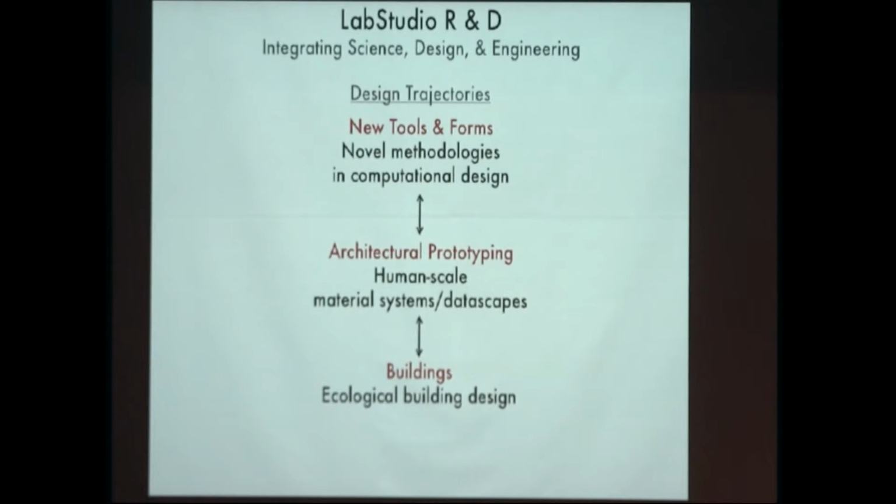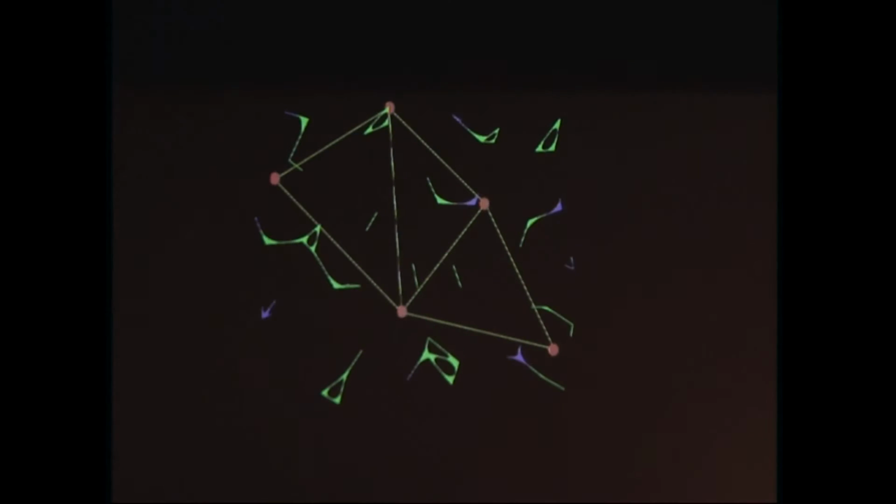And the topic of scale, as you can see in these three stages or phases, is incredibly important. So we start with the production of new tools and forms. That then moves into architectural prototyping, and then on the architectural side, we begin to probe how that might impact the production and form of buildings.